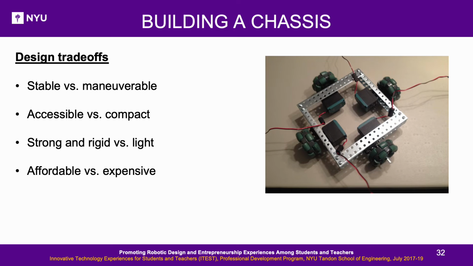Building a chassis. The bus chassis is stable and fighter jet chassis is maneuverable and vice versa. The larger the chassis is, such as bus, the more accessible it is, and the more compact it gets, the less accessible it is. An example of compact chassis is the chassis of an F1 car. Old cars' chassis are strong and rigid while modern cars' chassis are light and aerodynamic. Chassis can be expensive or affordable depending on the material being used and the fabrication techniques employed.